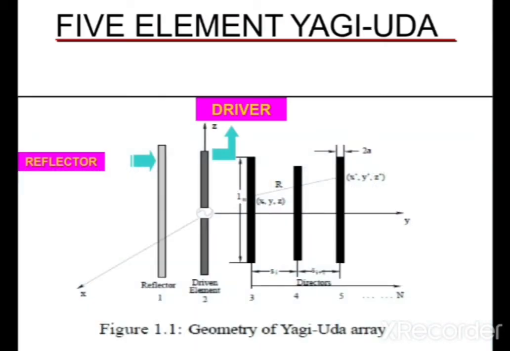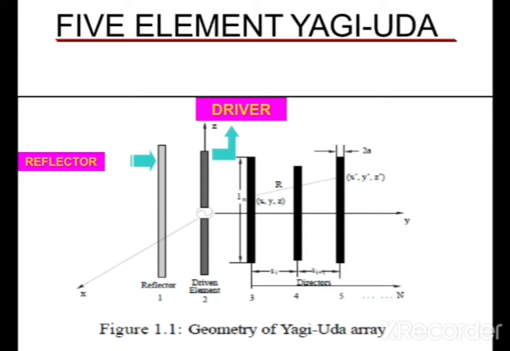Then we will get lambda by 2. Lambda by 2 means 3.26 by 2, which is equivalent to 1.63 meters. That is the driven element length. Like that, with respect to that, you have to calculate the values of reflector length, director length, like this.